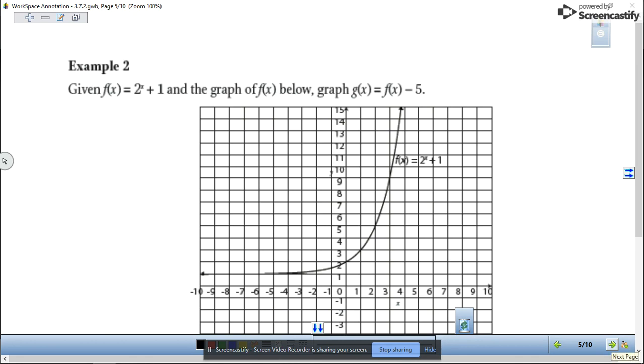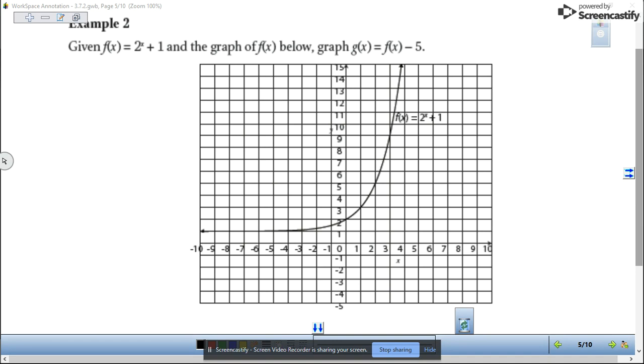All right, the next example. Given that f of x is 2 to the x power plus 1, and the graph of f of x is shown below, graph g of x, which is f of x minus 5. So using the notation that we've already done, all I have to do is simply realize that g of x is the f of x function that we already have shifted down 5 units. So we take each point and shift it down 5 units. So here's the first point I see. So if I go down 5, 1, 2, 3, 4, 5.